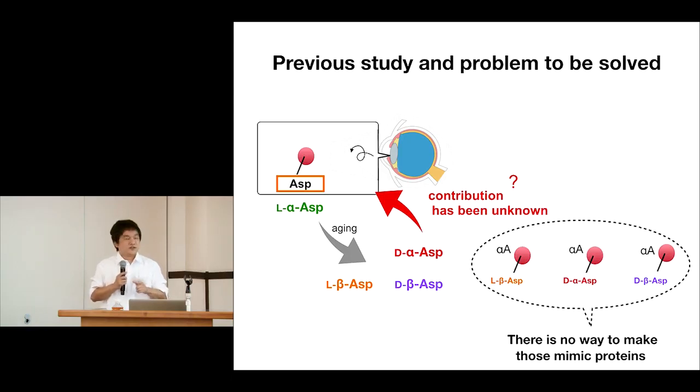One of the big issues is that there is no way to make a mimic protein like this one. It has been impossible to pinpoint and insert the abnormal aspartate, the abnormal amino acid, into the protein. So we are trying to develop a brand new method to make this possible.